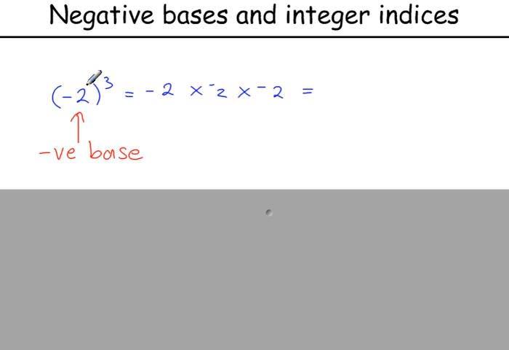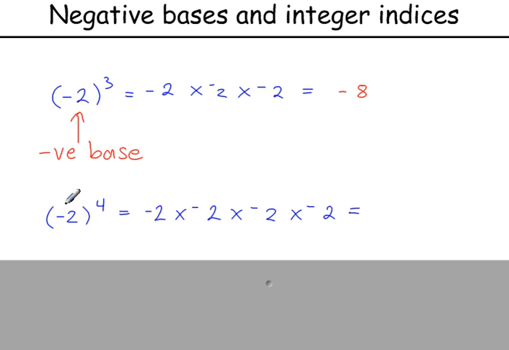Negative bases and integer, meaning whole numbers, integer indices. Minus 2 to the power of 3, so we write minus 2 three times, all multiplied together, and that gives minus 8. Minus 2, negative base, to the power of 4, which is an integer. A minus times a minus is a positive number, times a minus gives you a negative, times a minus gives you a positive number. So this will give plus 16.